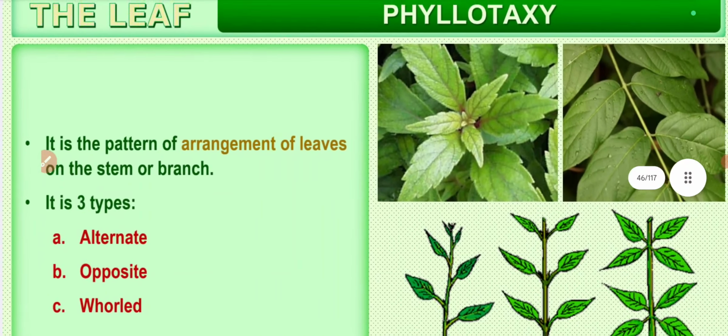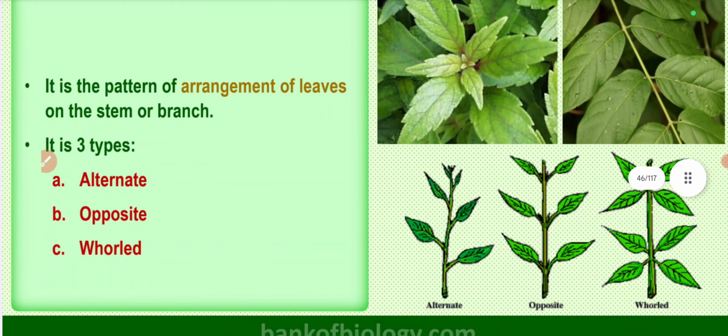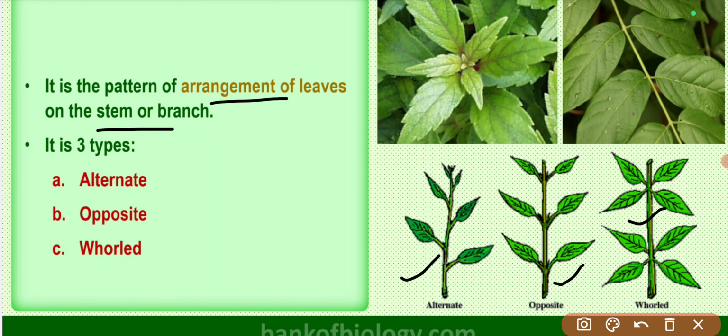Next is phyllotaxy. Phyllotaxy is the arrangement of the leaf on the stem or a branch. It is of three types: alternate, opposite and whorled.